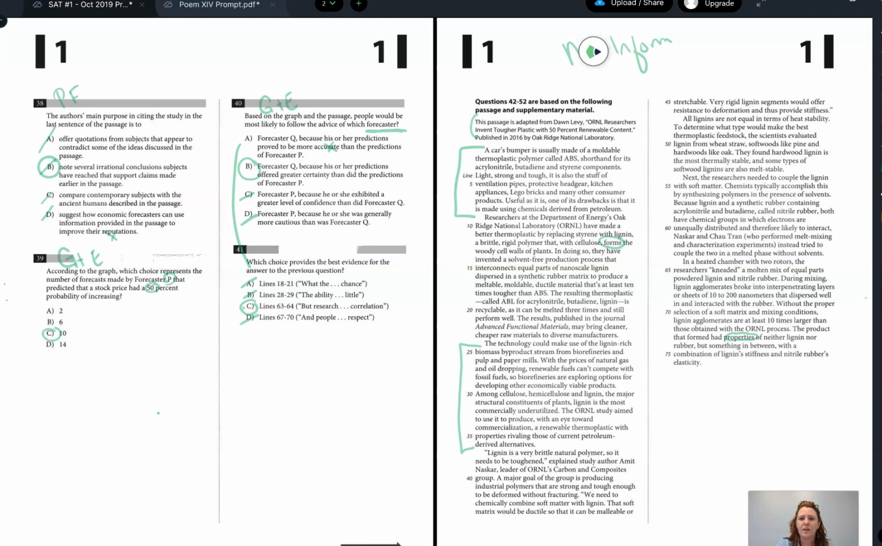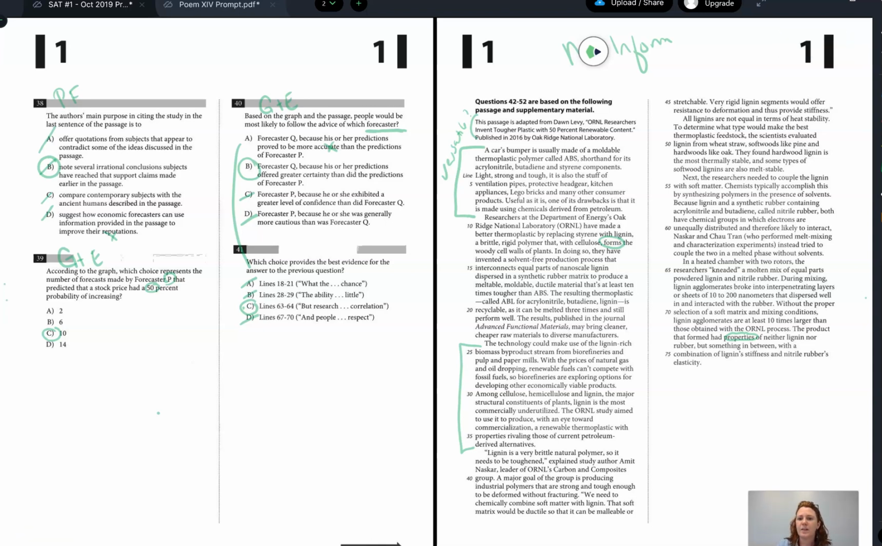So my focus here was on all these objects. What I'm noticing here is there's a variety of objects. So like bumpers and headgear seem protective in some capacity, but ventilation pipes and appliances are like home necessities. Lego bricks are fun toys. So it sounds like this plastic does a lot of things. So maybe that's the point, is to show us how versatile it is. I'm going to actually leave myself a note just in case. Versatile, maybe?